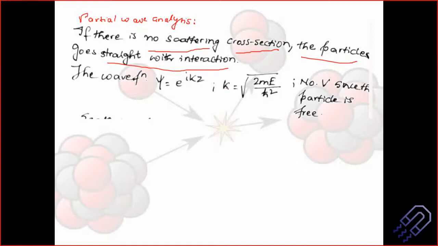So there is no scattering cross section. These words sound technical, but try to relate them to the general idea that we have developed till now. If we consider the wave function for this case, it is nothing but e to the power ikz. I think this is something we have done a number of times. When we say this is e to the power ikz, we are considering a plane wave, and it has the value of k as root over 2mE by h cut square.